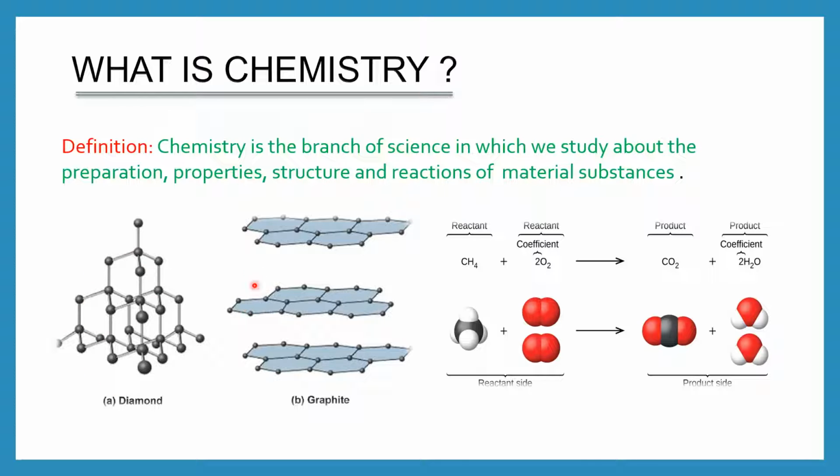So this is the structure of diamond, and in this structure carbon atom is shown by a black dot, and the line shows the bond between two carbon atoms, and this is a single bond, and each carbon atom is bonded with four other carbon atoms. So it's a rigid structure, and this is the structure of graphite.